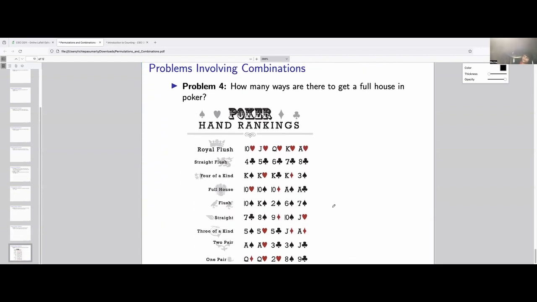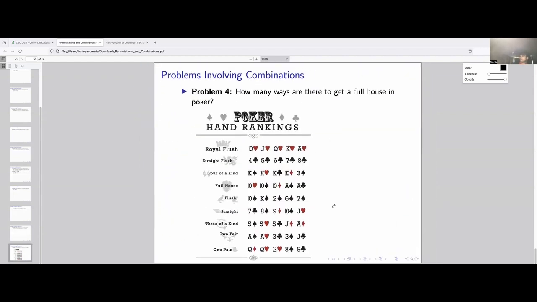All right, one last problem. For those of you who play poker, this will be interesting to you. If you don't know how cards work, that's fine. I'm going to explain this assuming no knowledge about how cards work.